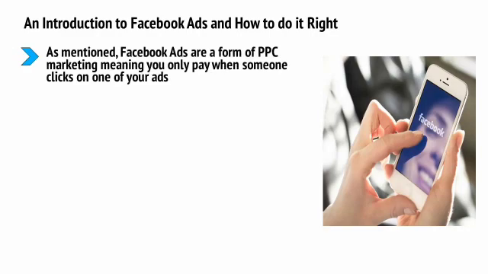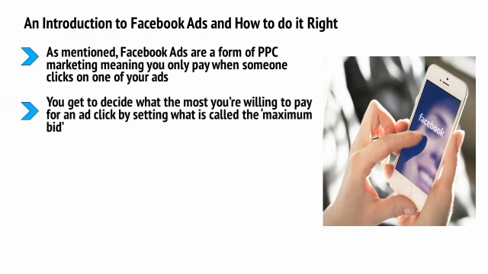As mentioned, Facebook ads are a form of PPC marketing, meaning you only pay when someone clicks on one of your ads. As you might have guessed, Facebook ads will appear on Facebook, thereby giving you the opportunity to advertise to anyone who uses the social media platform. You get to decide what the most you're willing to pay for an ad click by setting what is called the maximum bid. Each time two ads are suitable for a single position, they will enter into an automated bidding war, and if your maximum bid is highest, your ad will show.